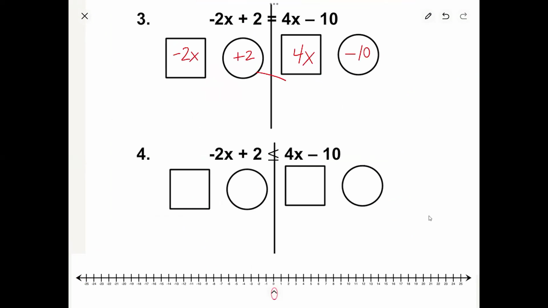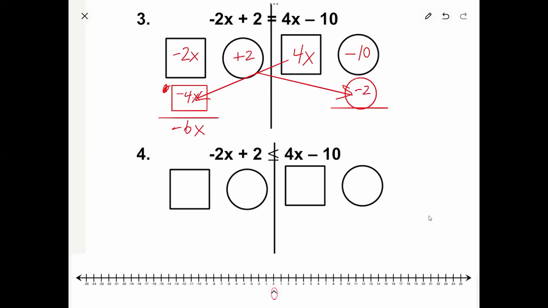Circles are going to go with circles, so this is going to become a minus 2. And then the 4x is going to get moved over here, it's going to become a minus 4x. Now we're just going to add the boxes together. So this is going to be a -2 plus a -4, -6x, or you could just say a -2 minus 4, same thing, right? So it's a -6x.